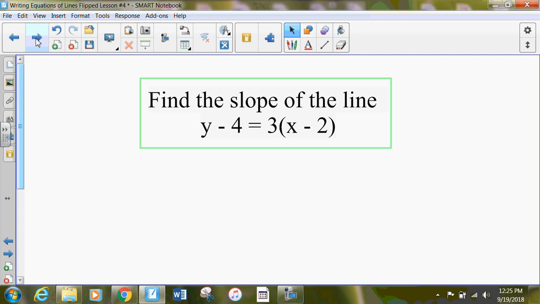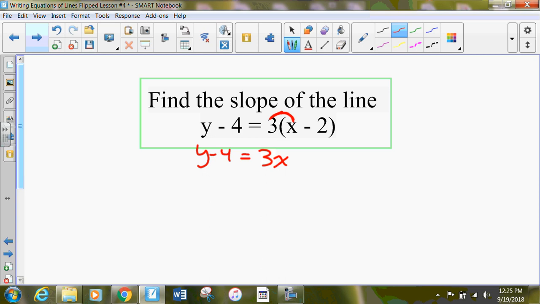Find the slope of the line y minus 4 equals 3 times x minus 2. So here's the deal. We can go ahead and spend the time, if we wanted to distribute the 3. Let's rewrite it. Let's distribute the 3. 3 times x is 3x. 3 times negative 2 is negative 6. Then we could add the 4. Remember, we did these when we were graphing, right? When we took the linear graph test, this is what we did. Negative 6 plus 4 is negative 2.